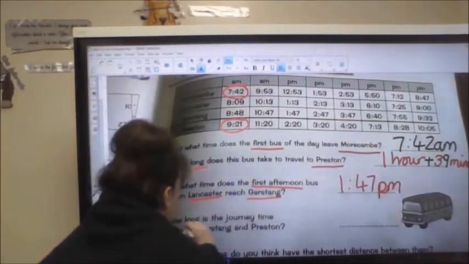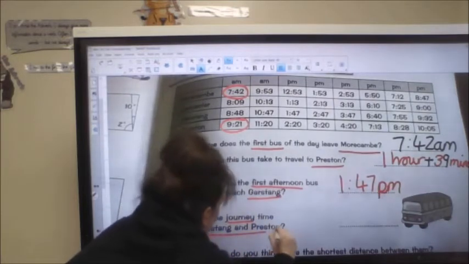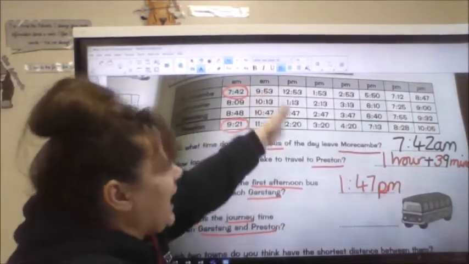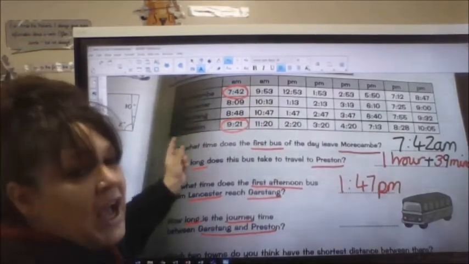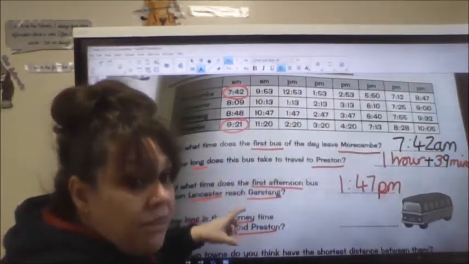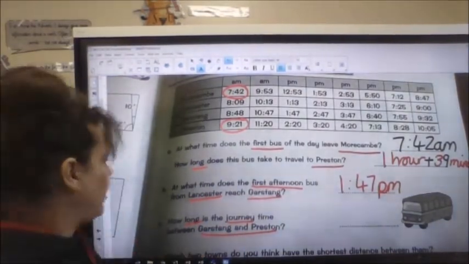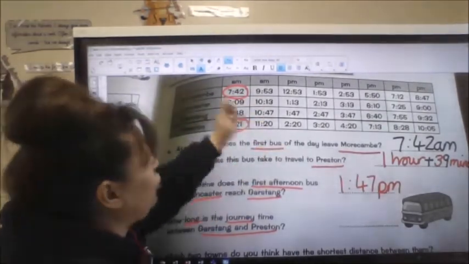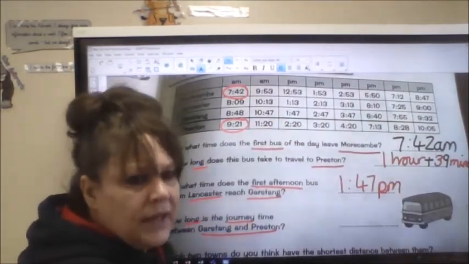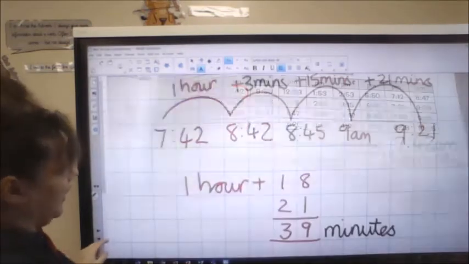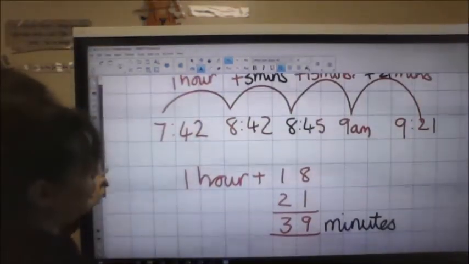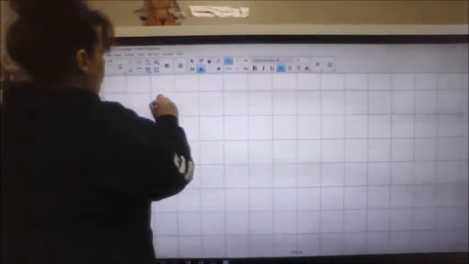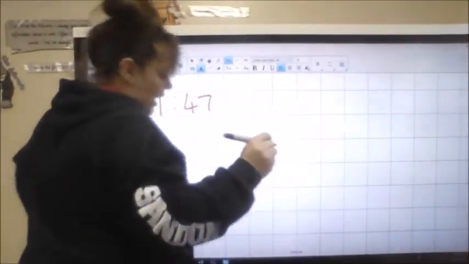between Garstang and Preston? So I'm going to put journey, Garstang and Preston. It doesn't say a specific bus, so I look at the first bus that goes from Garstang to Preston. I know that all of these journeys are going to be the same length of time because it's not asking me for a specific bus journey. So I now need to calculate between Garstang and Preston. Well, let's do the 1:47 to 2:20. So if I go back over here, I'm going to scroll this up and we're going to use that same method. I'll extend my page. So this time I'm going 1:47 to 2:20.